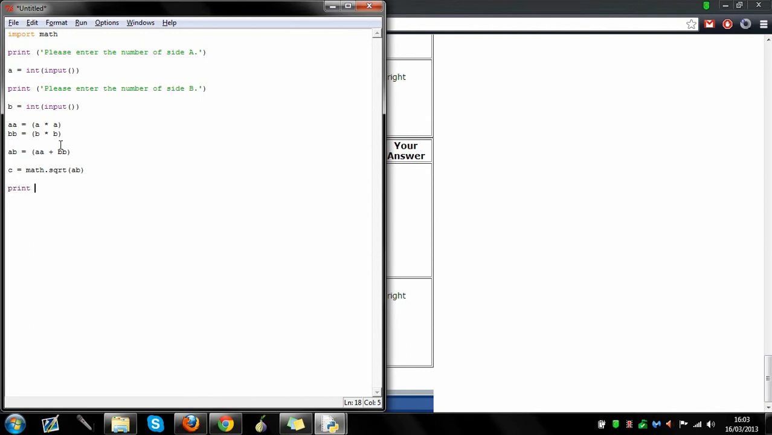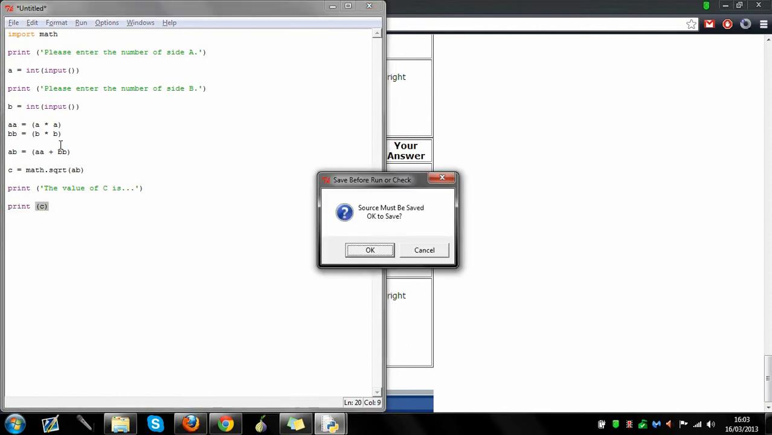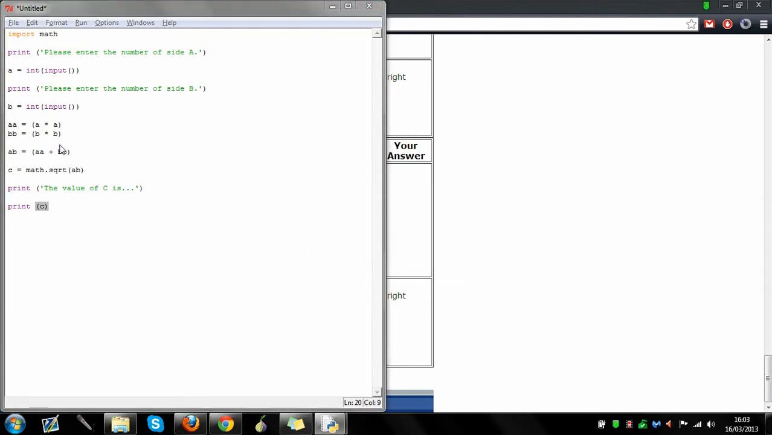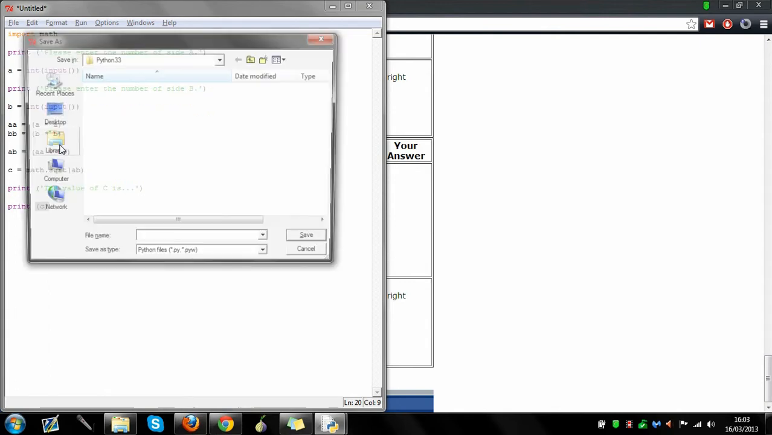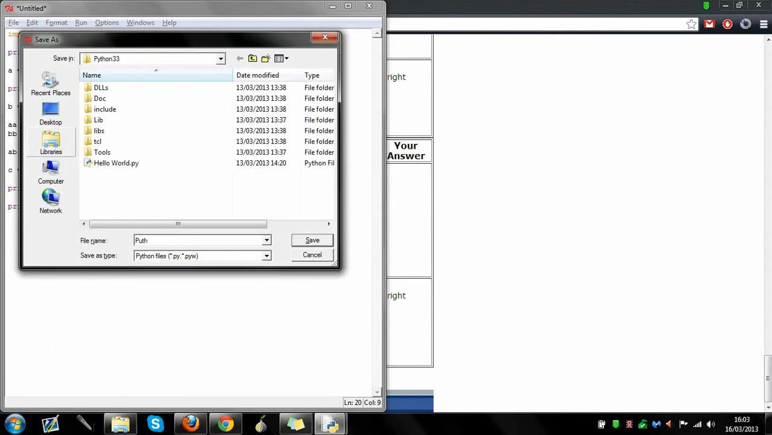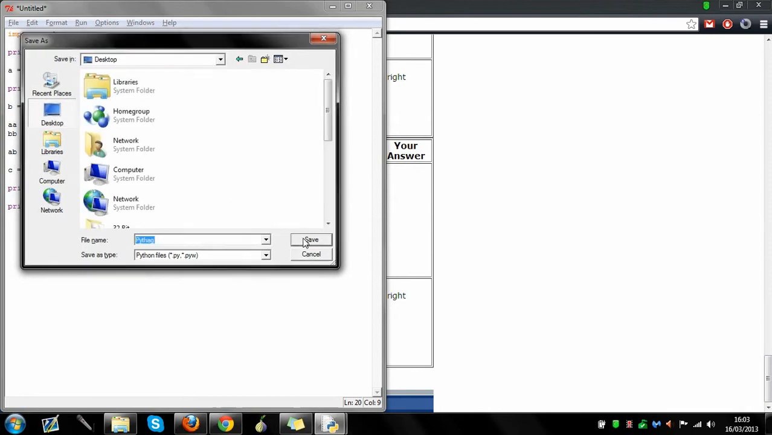So now what we're going to do is print "the value of C is", and then you just got to do print C. Then hopefully, if I didn't get it wrong, it should work. So this is Pythagoras' theorem. So we'll just save it on the desktop as Pythag.